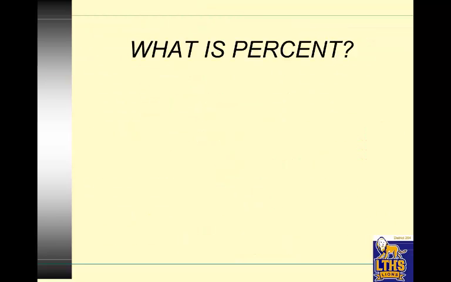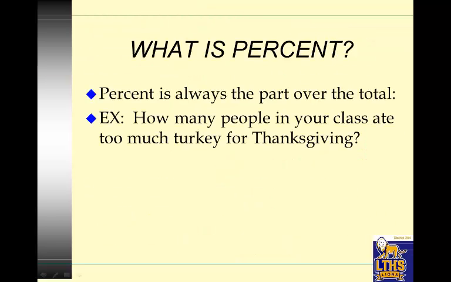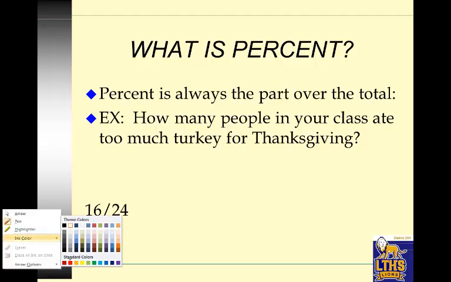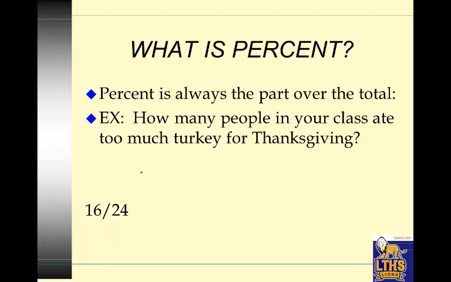Next thing is percent. Percent is always part over total. So let's talk about Thanksgiving. How many people in your class ate too much turkey for Thanksgiving? Well, if 16 of you in class ate too much turkey, then the percent is 16, the part of the people who ate turkey, over the total.